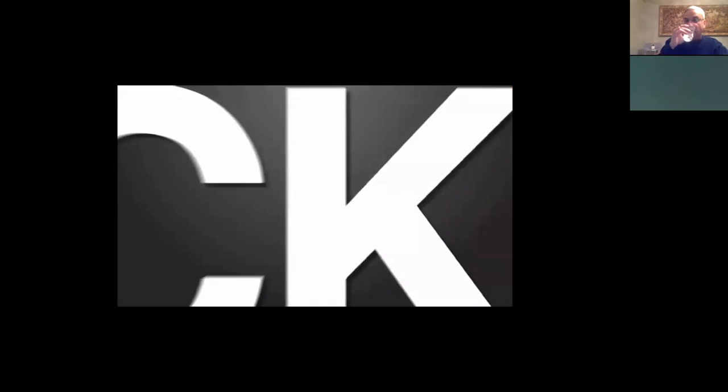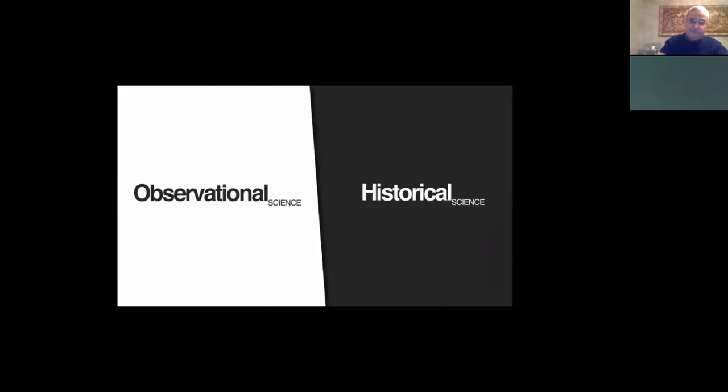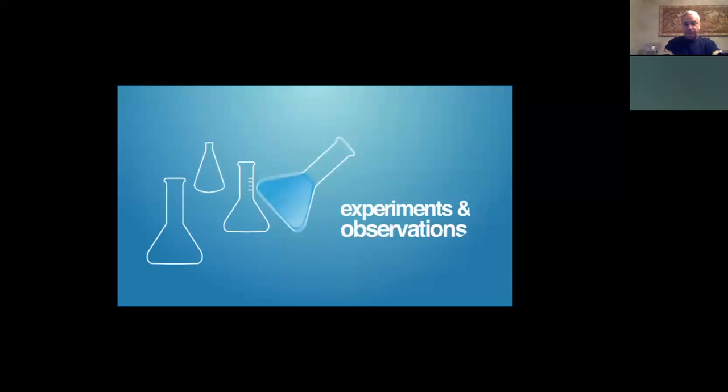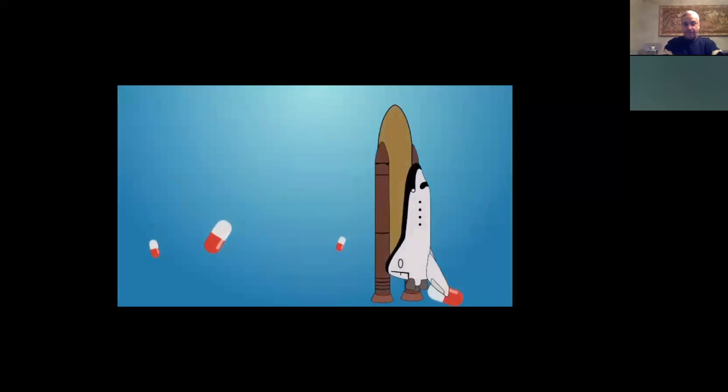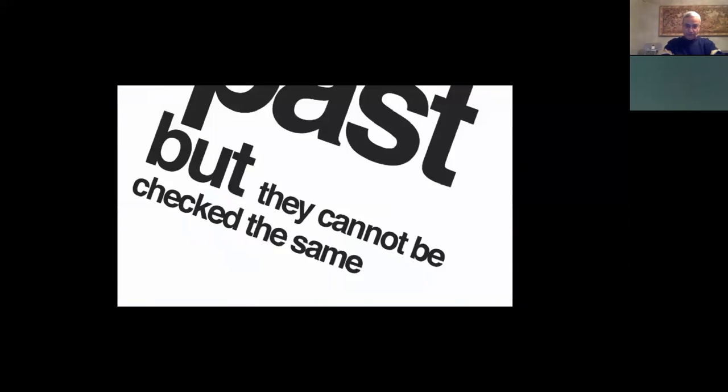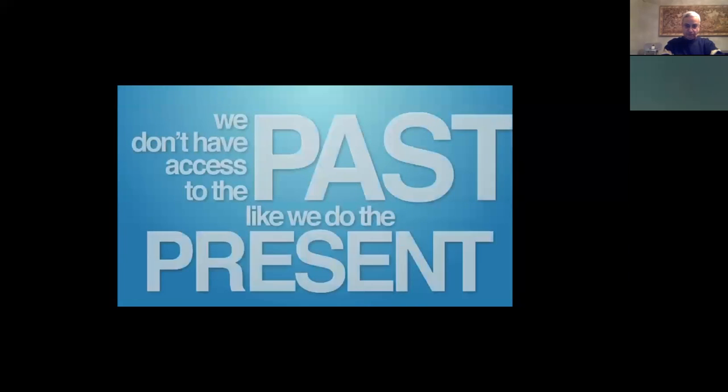Check this out. First of all, we need to recognize that there is a huge difference between observational science and historical science. Both are valuable, but very different. Let's define the two real quick, shall we? Observational science is simply when we observe something and experiment to draw conclusions. It involves repeatable experimentation and observations in the present. It's through observational science that we find cures for diseases and build space shuttles, stuff like that. Now, through historical science, we consider things that happened in the past, but they cannot be checked in the same way. I mean, we don't have access to the past like we do the present because, well, it's gone, right?